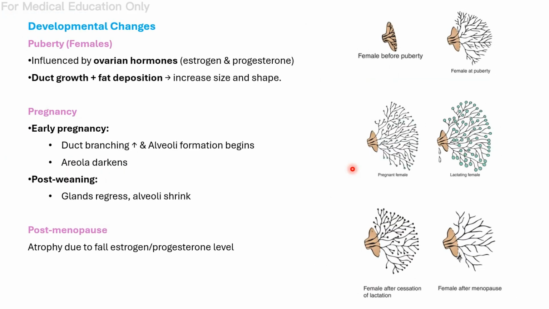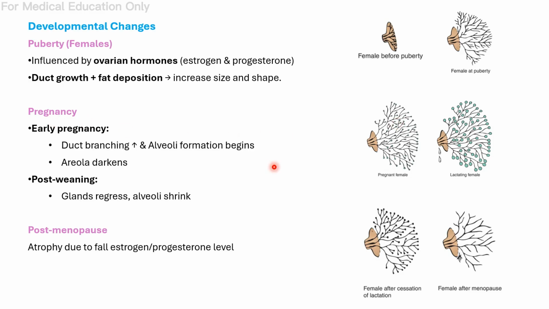Now we learn about developmental changes of the breast. There are three phases in females: puberty, pregnancy and postmenopause. You can see this is the female breast before puberty, and during the puberty phase, duct growth and fat deposition lead to increased size and shape of the breast. This is the female breast at puberty. This is influenced by ovarian hormones, especially estrogen and progesterone.